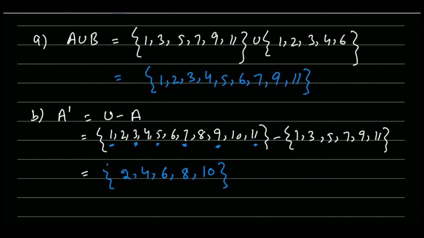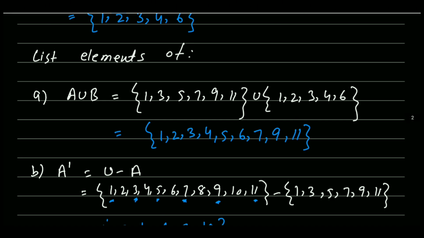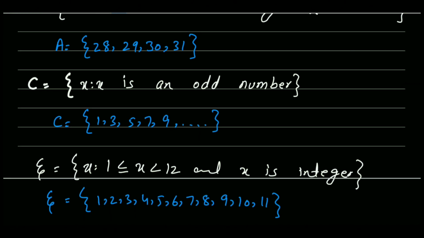Okay. So if the question is to find A complement intersection C, how will we write it? A complement is 2, 4, 6, 8, 10. This is the set of A complement. You will write intersection, and if set C is... sorry, if C is 1, 4, 6, 2, 3, 5, 7 and 11.